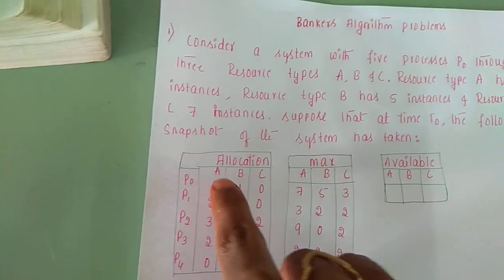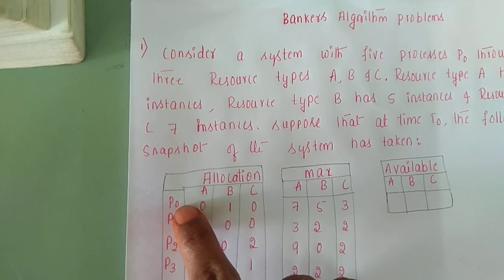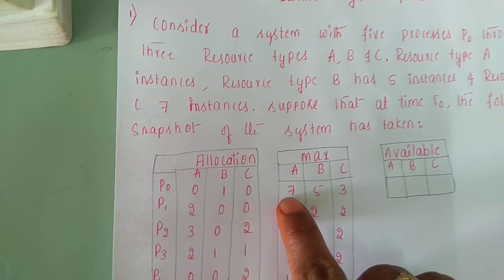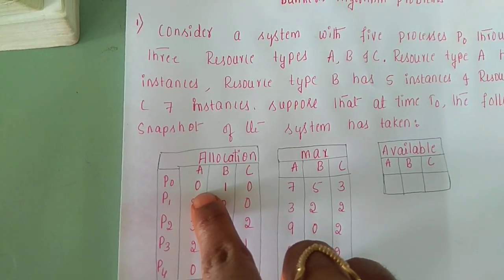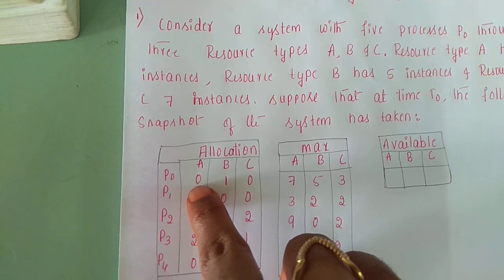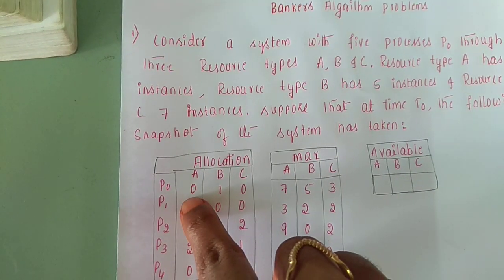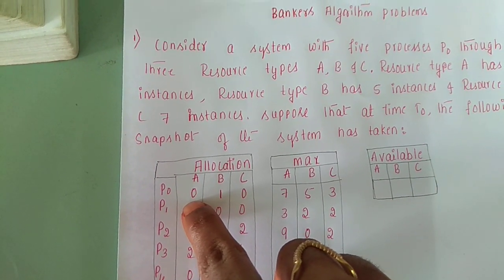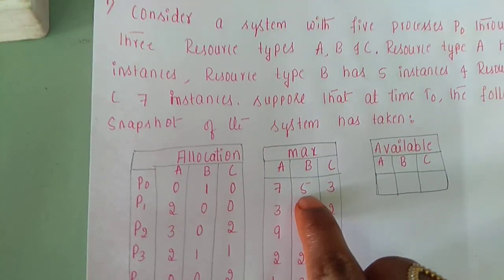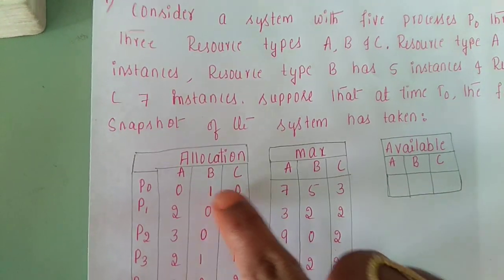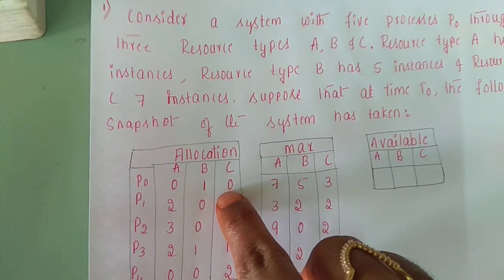And then coming to the allocation matrix. Allocation matrix means process P0 maximum required 7 copies. When we took the screenshot, it was allocated 0 copies. Randomly, when we took a screenshot during execution, process P0 had requested 7 copies, but when the screenshot was taken, none of resource A was allocated to process P0. Whereas process P0 is allocated 1 copy of resource type B, and it is not allocated resource type C, again it is 0.